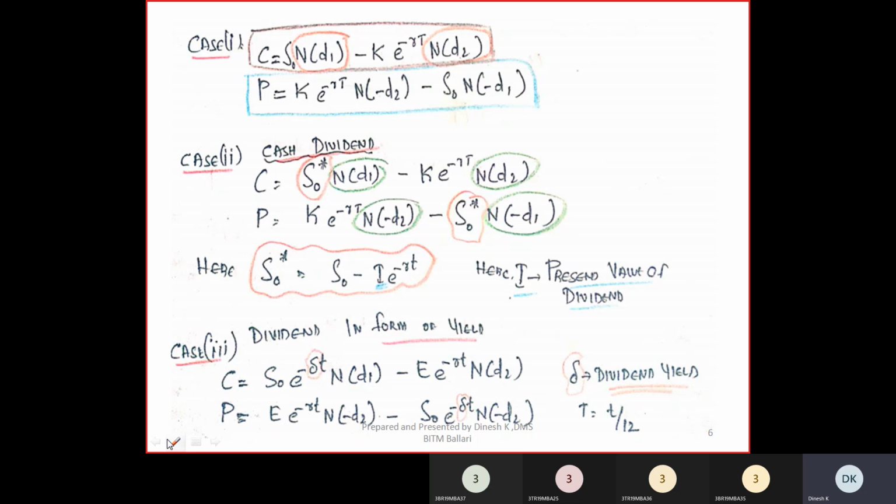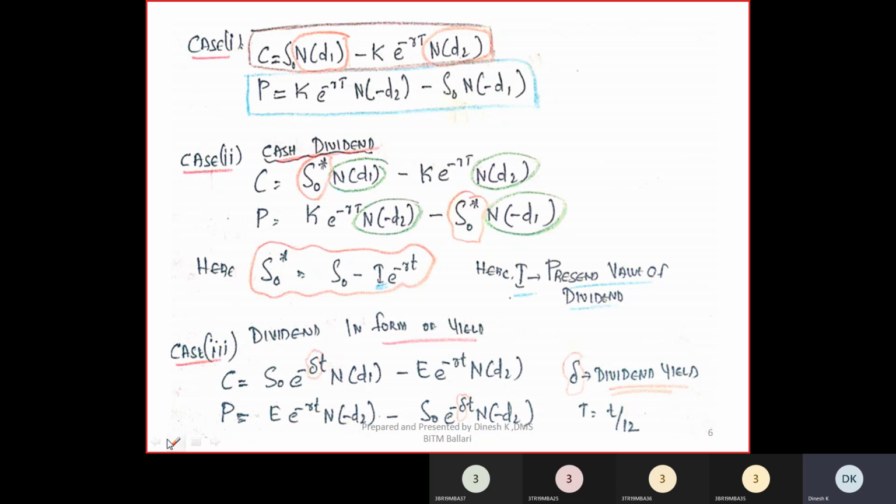When you know the value of N(d1) and N(d2), substitute the values and you will get the call option price, that is the C value. Now, before I go and explain how to calculate N(d1), I will discuss the put option also. If you want to calculate the put option price P, P equals to K.